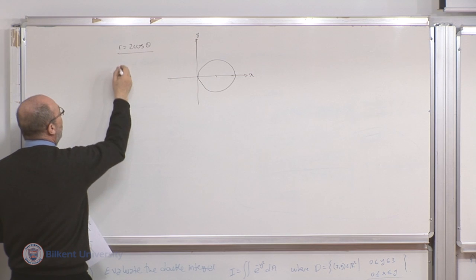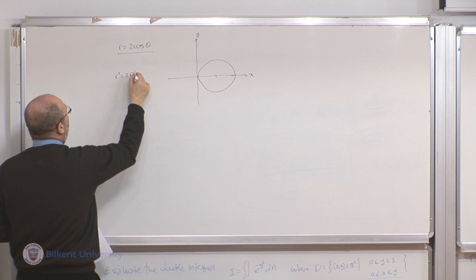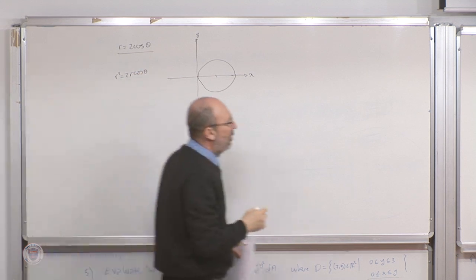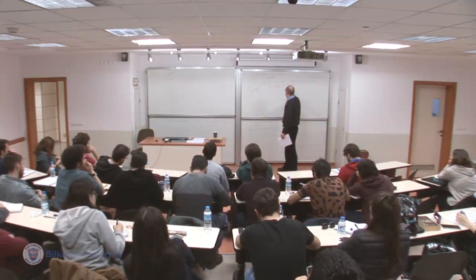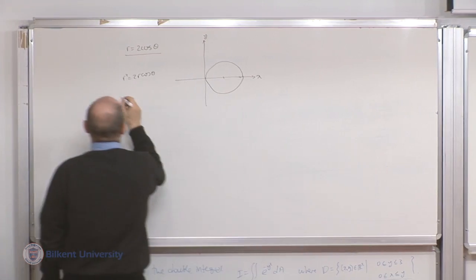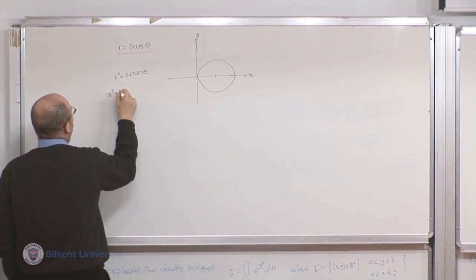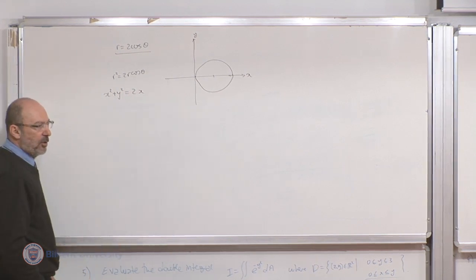So how do I know that? I multiply both sides by r, giving r squared equals 2r cos theta. Now I use these: r squared is x squared plus y squared, and r cos theta is x. So this is now x squared plus y squared equals 2x, and this is the equation of this circle.